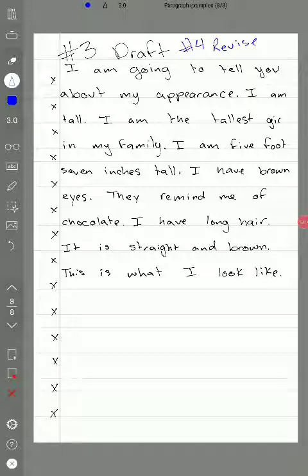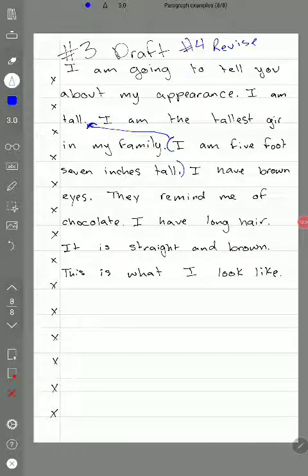I am tall. Let's see, I can add, where can I put a transitional sentence? I am tall. For example, I'm the tallest girl in my family. Oh, you know what? I'll revise to say this sentence. So I'm going to take this sentence and I want to put this one first, because I can move sentences in my revising. And then I'm going to tell the people that are reading that I'm the tallest girl in my family. So I'm going to say instead, I am tall.